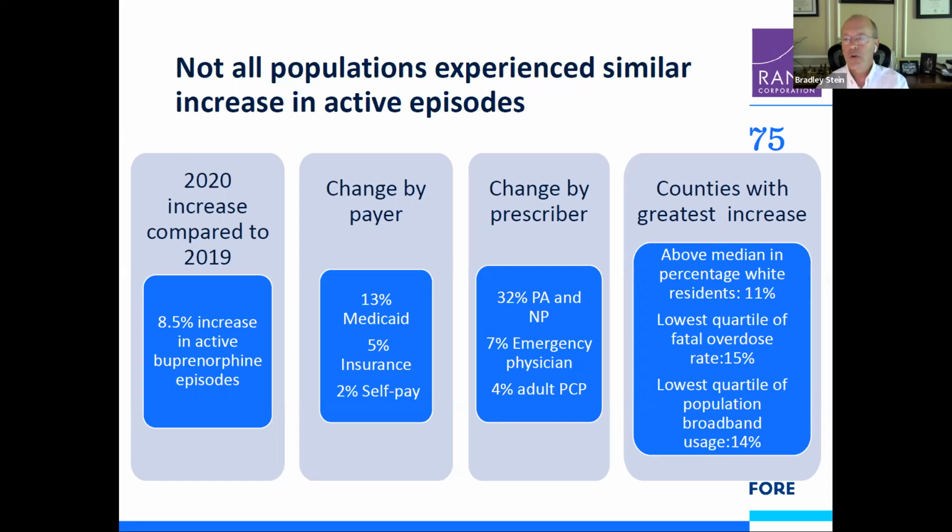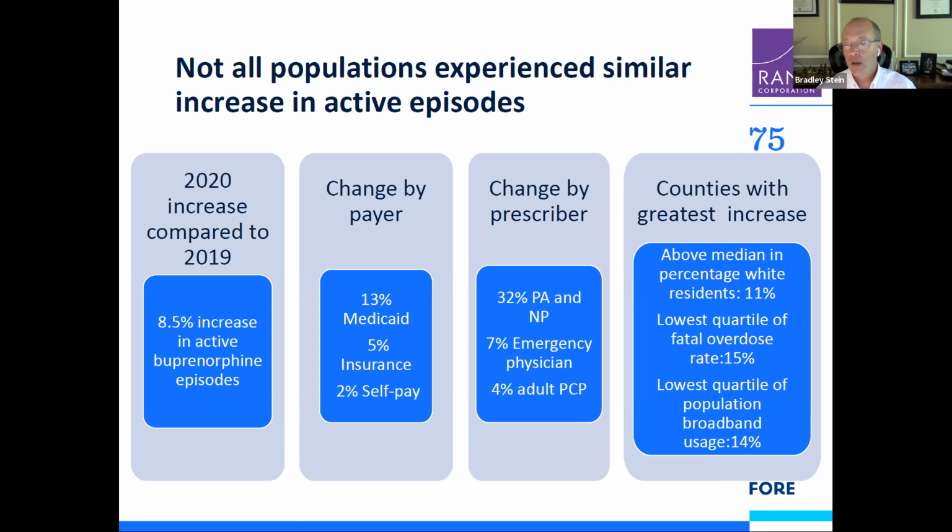Then finally, when we looked at what were the county characteristics of where we saw the greatest increase in 2020 compared to 2019, there was some variation here, some of which we found a little bit surprising. One thing we found, which was not surprising, but certainly concerning, is the greatest increases were in those counties that were above, so we broke counties into quartiles, okay? And the greatest increase were in those counties that were above the median in their percentage of white residents. So essentially the whitest counties had the greatest increase.